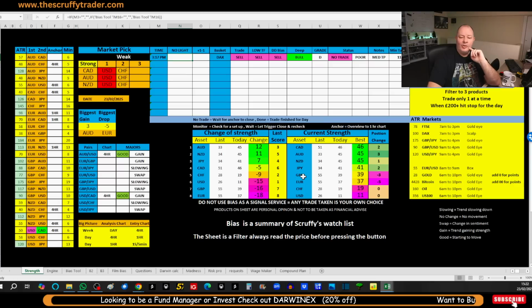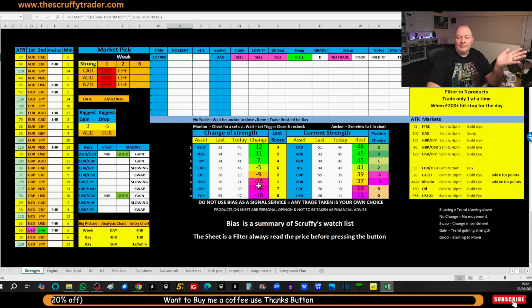I can look at pound USD. That's on there. Well, the pound USD, the pound is considerably stronger than the USD at the moment. Again, look at the change of strength to see what's happened. Well, change of strength's roughly the same. So again, it's nothing more than a scalp.